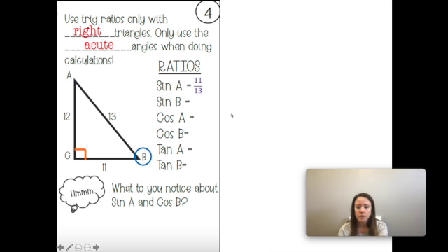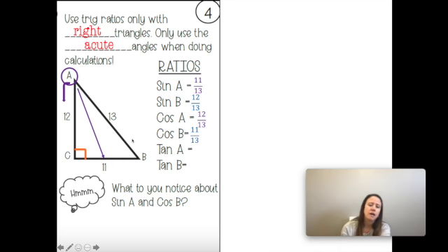Let's do the same thing, but with B this time. Now the opposite of B is 12. Hypotenuse is still 13, so altogether it's 12 out of 13. Okay. What about cosine of A? So the adjacent is 12 now. Hypotenuse is still 13, so it's 12 thirteenths. Do it the other way. So cosine of B is 11 over 13 for the adjacent over hypotenuse.